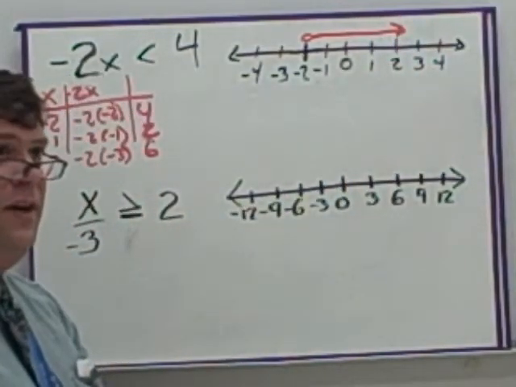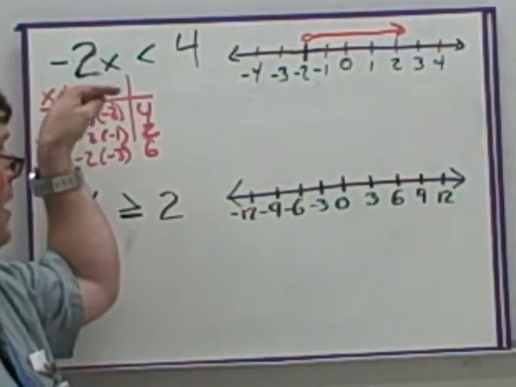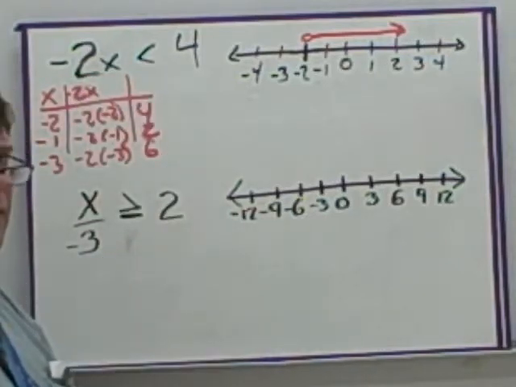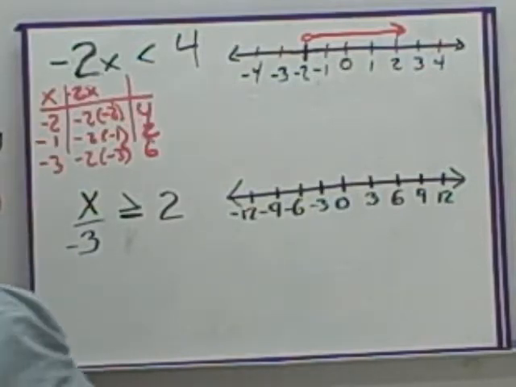But Mr. Funk, you said that when the x is on the left-hand side, the arrow points in the direction. It's not pointing in that direction. Something's funny here. Let's see what happens when we solve it.